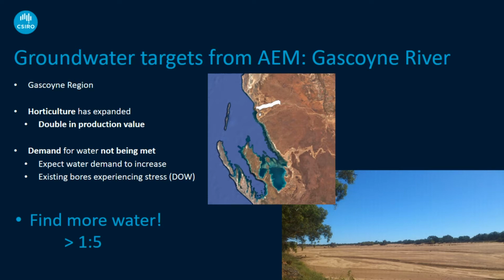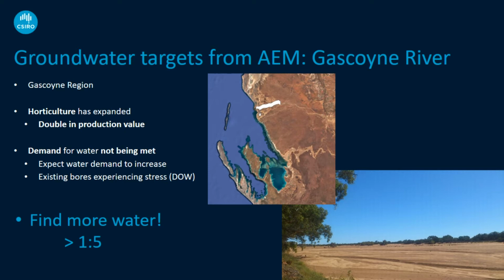So horticulture has expanded in the past couple of decades, and it's expected to double in production value from when we did this back in 2012, 2013. And the current demand for water and the projected increase in demand for water was not going to be met by the existing network of bores.